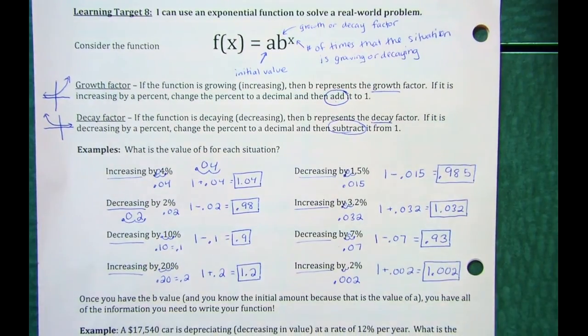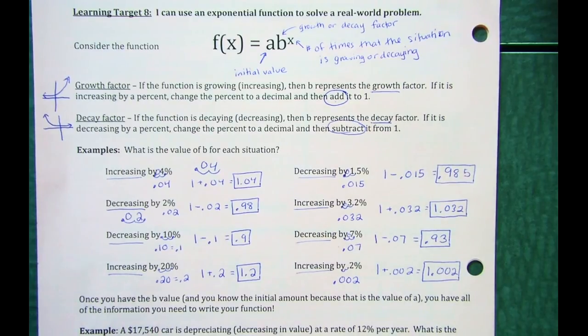So now that we're finding the b values, all you have to do is find the initial amount, because that is the value of a, and then you have all the information you need to write the function. Now remember that a is the initial value.